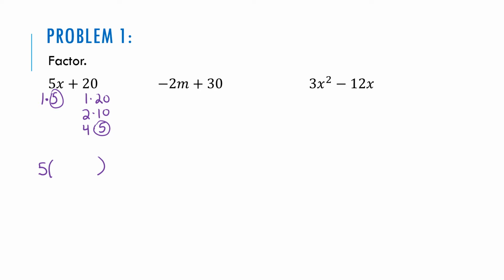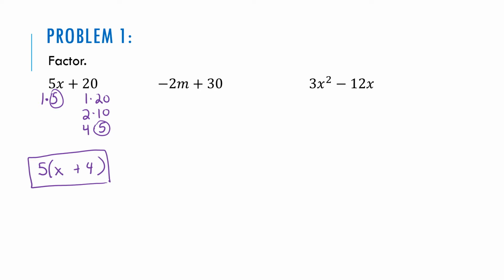So to finish factoring it, I've taken the 5 out, and now I can ask myself, 5 times what gets me 5x? x does. 5 times x is 5x. Then I ask, 5 times what gets me 20? 5 times 4 does. And now I have factored 5x plus 20.